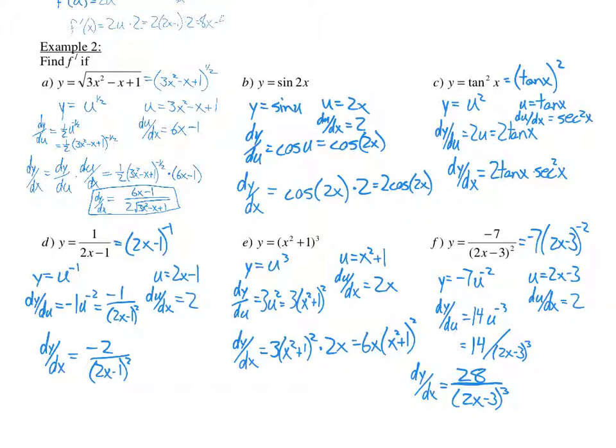28 over 2x minus 3 cubed. Good. 28 over 2x minus 3 cubed. Good. So, here's the work for all of those.